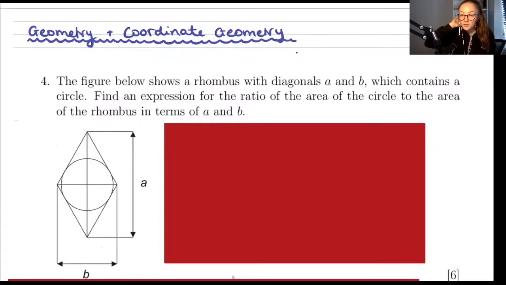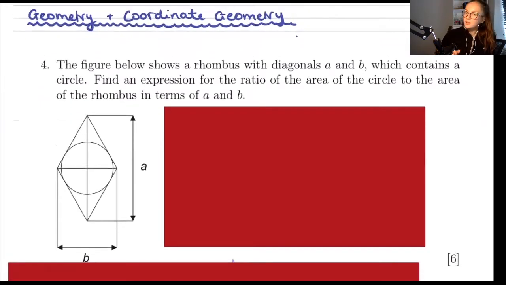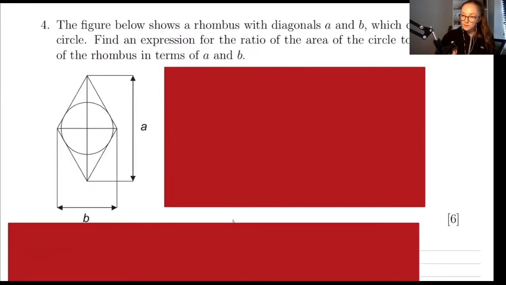So for geometry and coordinate geometry, I kind of bracketed this under one topic because it's all very similar. But essentially, geometry is dealing with shapes and coordinate geometry is dealing with shapes in the context of a graph. So in this question, we're asked to find the ratio of the area of the circle to the area of the rhombus in terms of A and B.